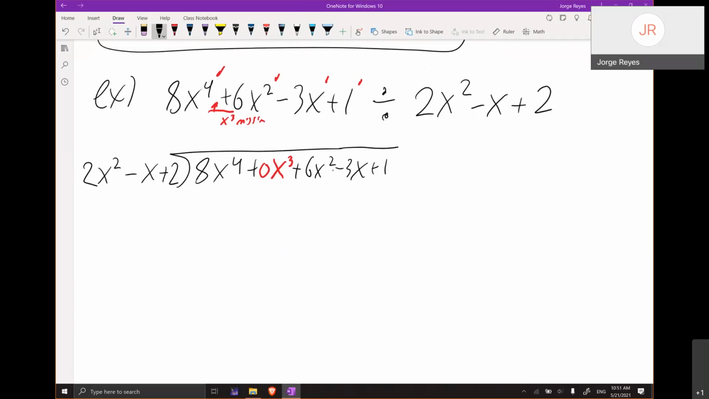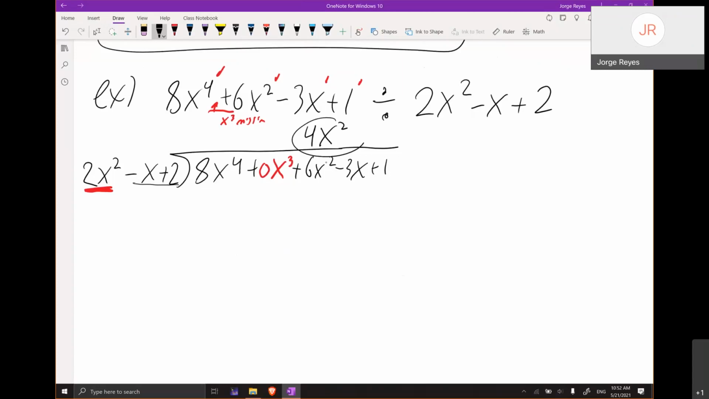Okay. And then so again, we only really care about the leading term, okay? These two are just gonna tag along for the ride, okay? But so what times 2x squared would get me an 8x to the 4th? So hopefully the x squared part is easy, right? X squared times x squared is x to the 4th. And then 4 times 2 is 8. So there we go. So 4x squared.